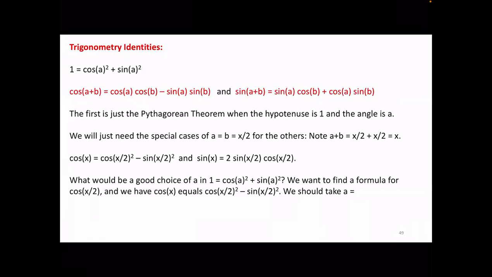We're trying to find a formula for the cosine of x halves, and we know the cosine of x is cosine of x halves squared minus the sine of x halves squared. So we need to take our initial formula, cosine squared A plus sine squared A, and take a value for A. Does anybody have a thought about what might be a good choice to take for A?